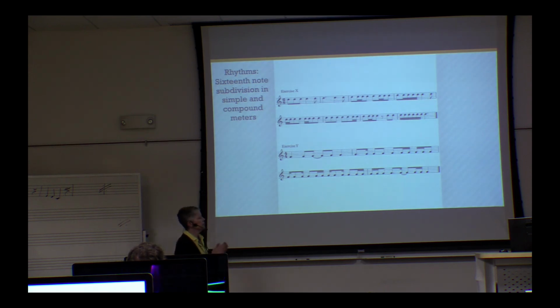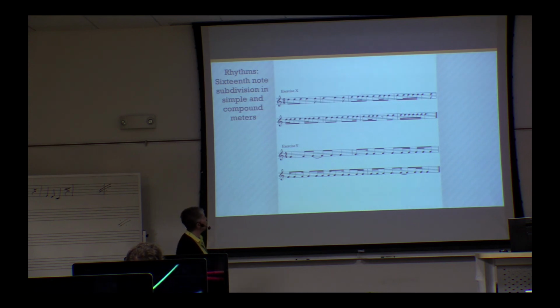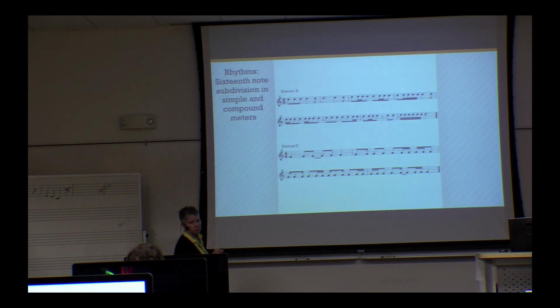Rest. Good. Just careful right here. You got lulled into a false sense of security that it was this figure. It's the whole beat. Good.